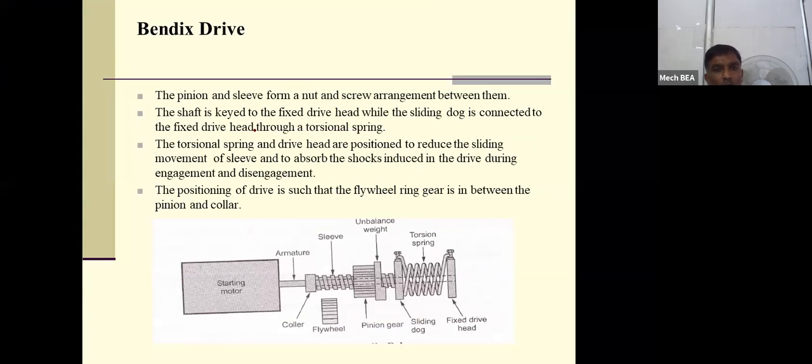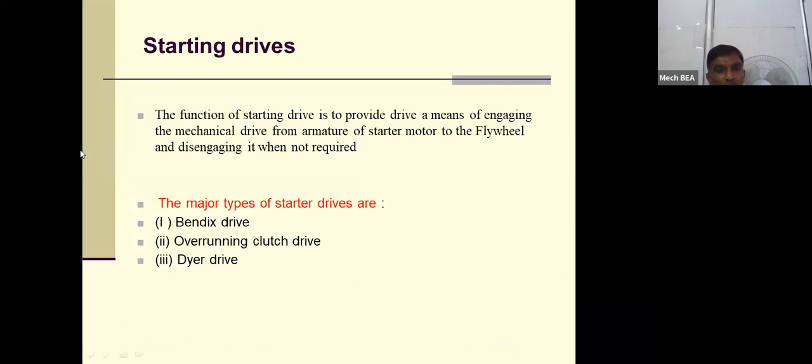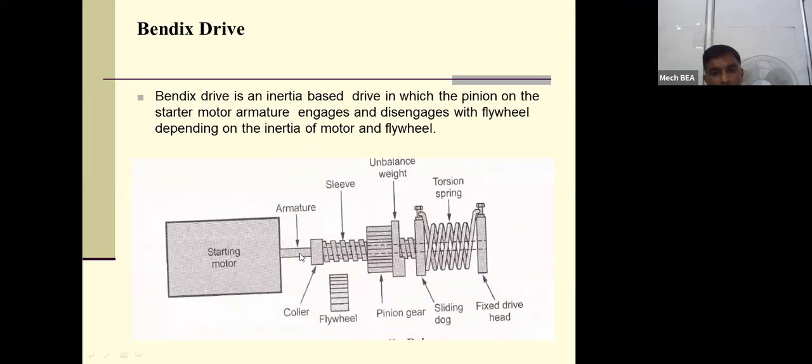Okay, so with respect to the starting system, we need to see what the components of the starting system are. We have seen the layout. Now we are going to see what the major types of starter drives are. One is the Bendix drive, another is the overrunning clutch drive, and the dyad drive. Okay, so this is the Bendix drive.